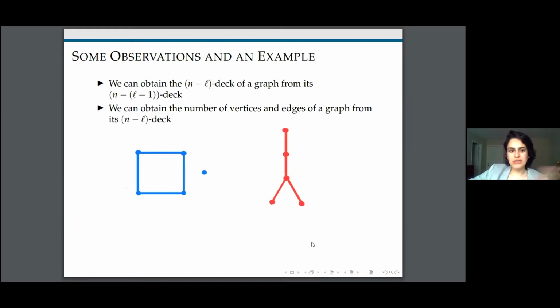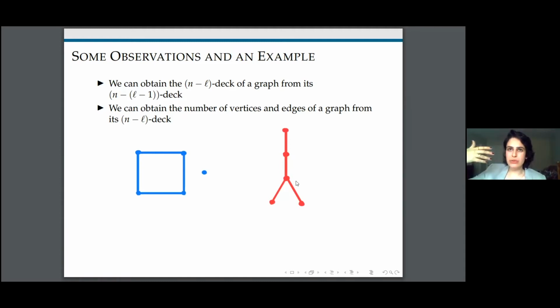Before we get into the results and the proof ideas, I wanted to make some observations and talk about an example with you. When we delete L vertices from the graph and look at that deck, we naturally lose more information compared to when we delete fewer vertices. We can see that by counting arguments: from the n minus L deck, we can get all of the bigger decks. So the deck that we get by deleting L minus 1 vertices, we can reconstruct from the n minus L deck.